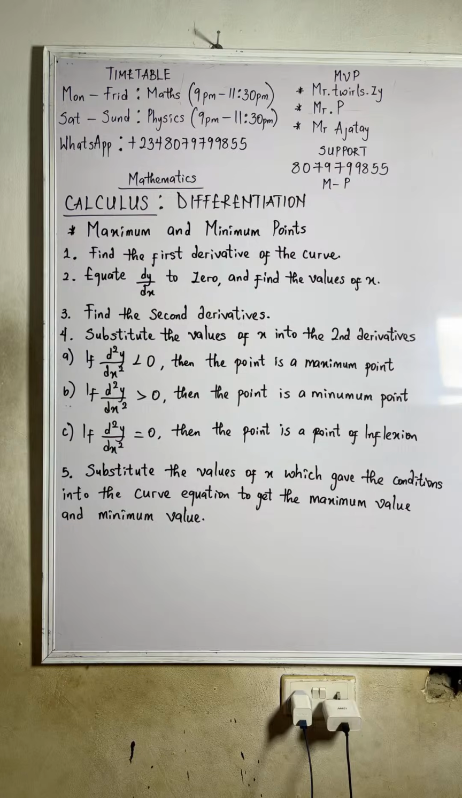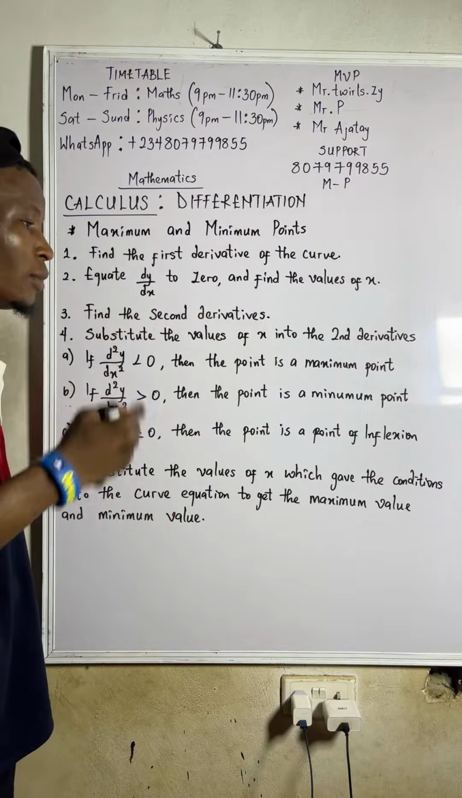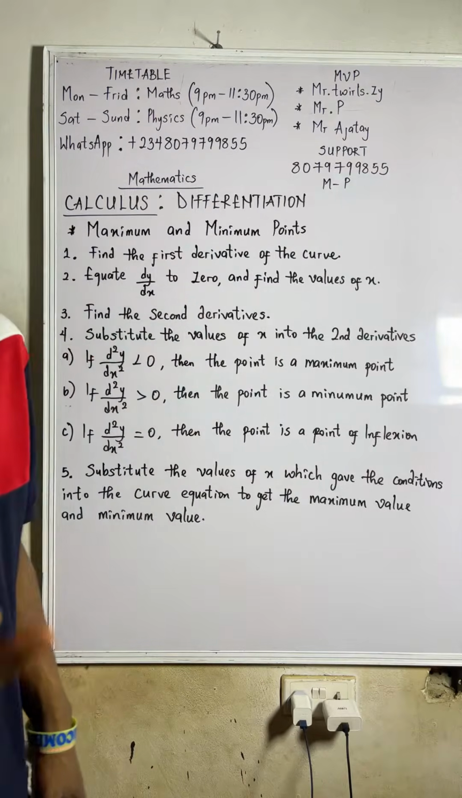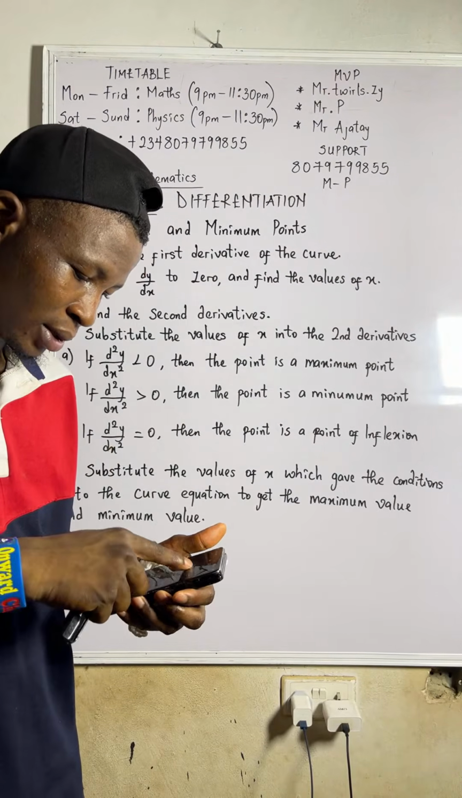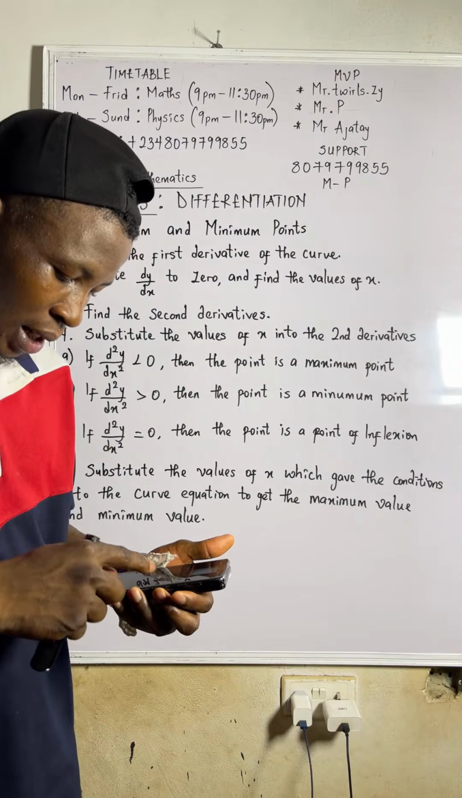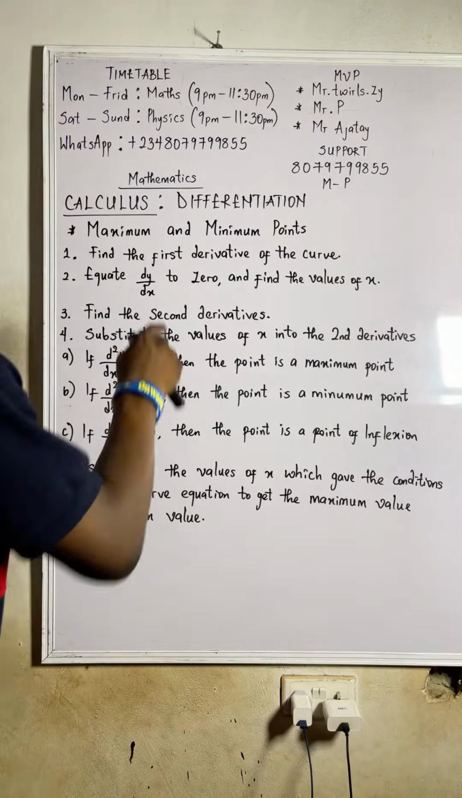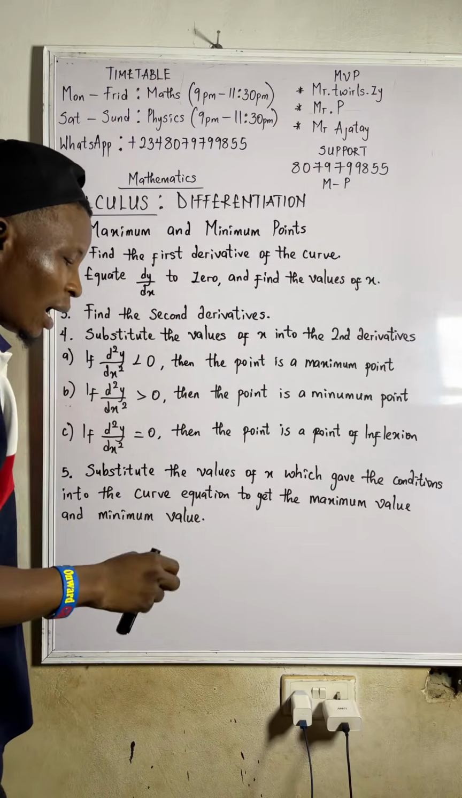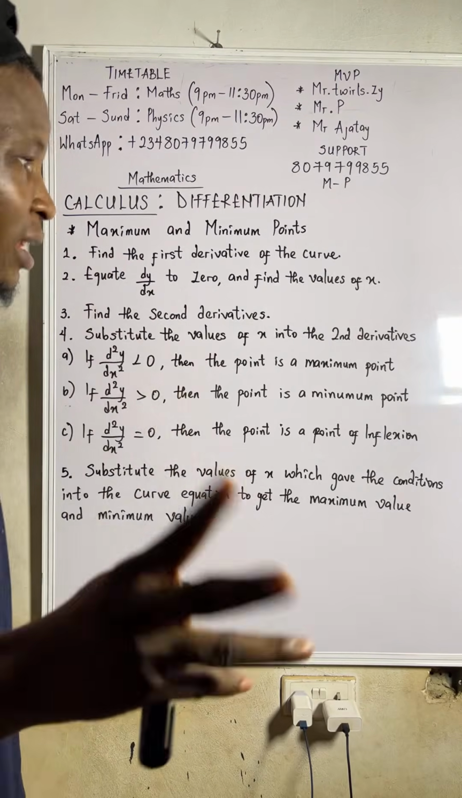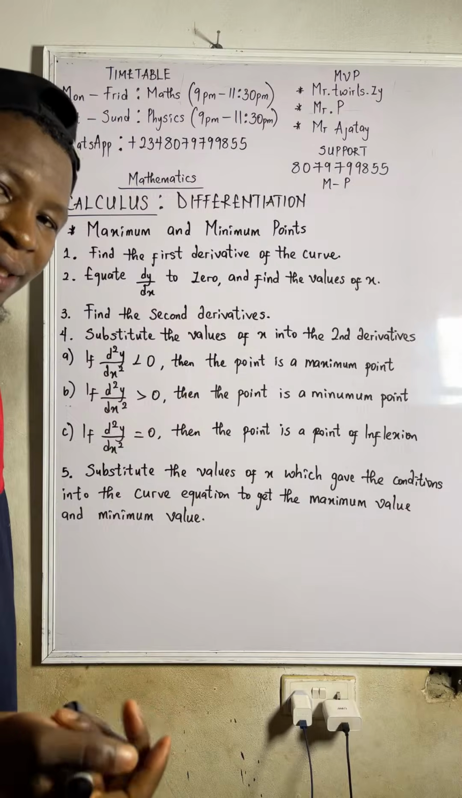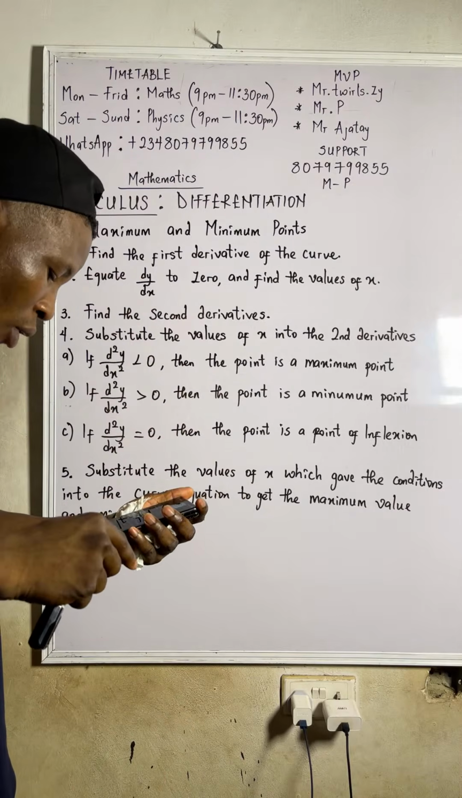Alright, let me just explain what's on the board before time will go. Then we'll solve examples. So this is maximum and minimum points. Under this, there are two different things I will explain: maximum and minimum points, and I will also explain maximum value and minimum value. They are two different things. Maximum point and minimum point is different from maximum value and minimum value.